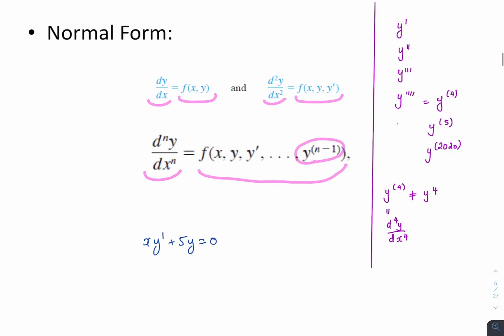So for example, in this particular example that I have shown here, how do I find the normal form? We're going to rewrite this differential equation in the following way: y prime is equal to negative 5y over x, and that's what we call the normal form of this differential equation.